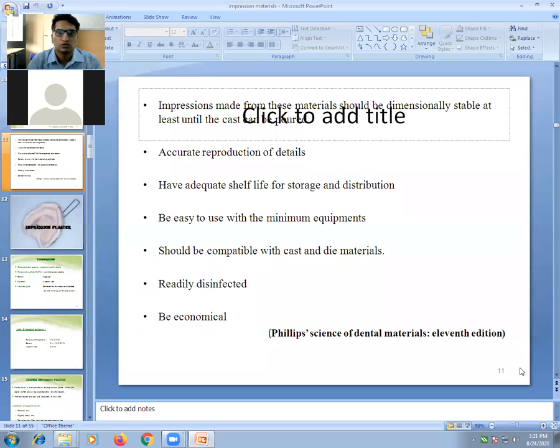Okay, so next is accurate reproduction of details. Any impression we make from a patient should record fine tissue details. Okay, the teeth part, the cingulum part, the rugae part, or the fine minute palatine rugae. So it should record the fine minute details of the oral tissues, and it should also remain as we recorded it over a period of time.